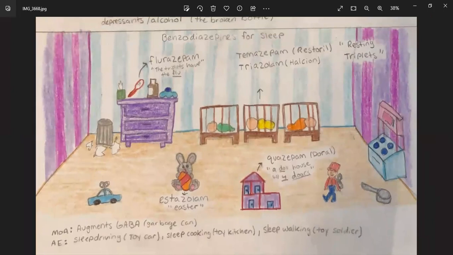And then our adverse effects are represented with the toys that are in the room. So we have adverse effects of sleep driving. So we have a toy car, sleep cooking, so a toy kitchen, and then sleep walking is why we have this little toy soldier here who is walking.